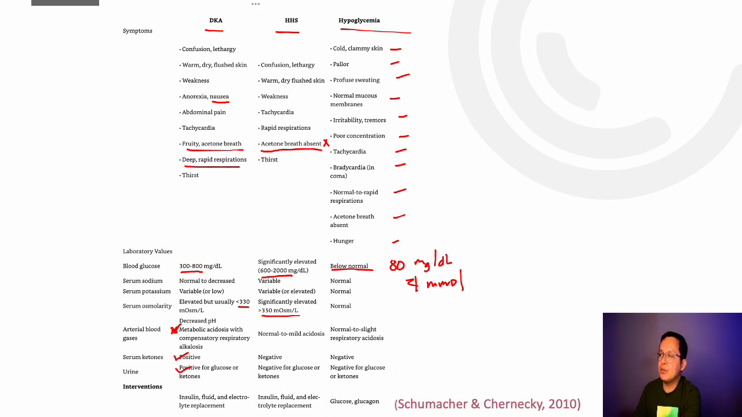Urine is positive for glucose and ketones in DKA; in HHS it is positive for glucose only, and negative in hypoglycemia. Interventions for DKA: administer insulin, fluid, and electrolyte replacement. For HHS: insulin, fluid, and electrolyte replacement. For hypoglycemia: glucose and glucagon, or food if the patient is hungry.